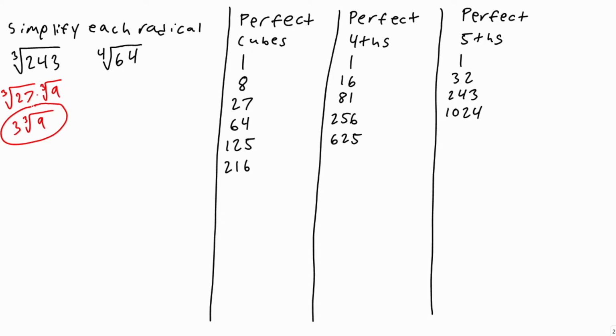Then the fourth root of 64. So what's the biggest perfect fourth that we can divide out of 64? That would be 16. And what's 64 divided by 16? That's going to be 4. So we've got the fourth root of 16 times the fourth root of 4. And then the fourth root of 16 is 2. And then times the fourth root of 4.